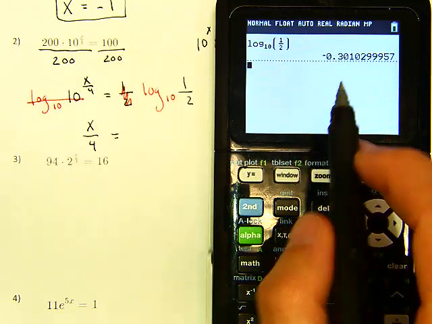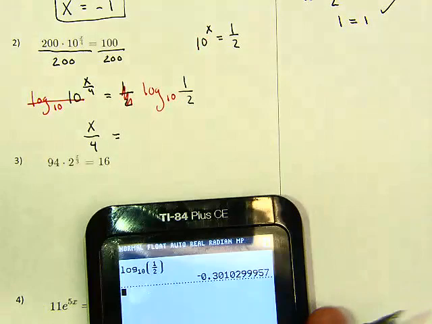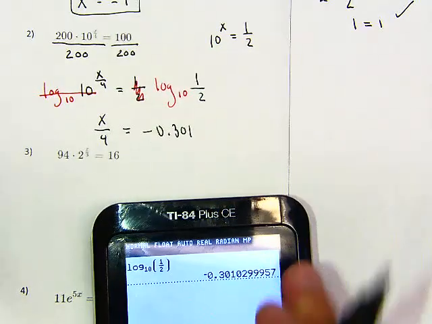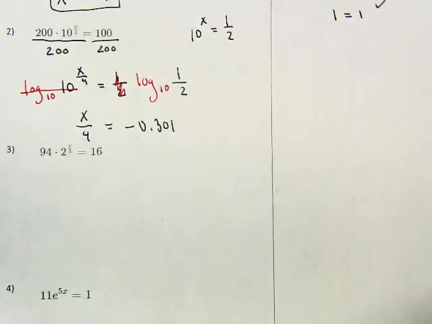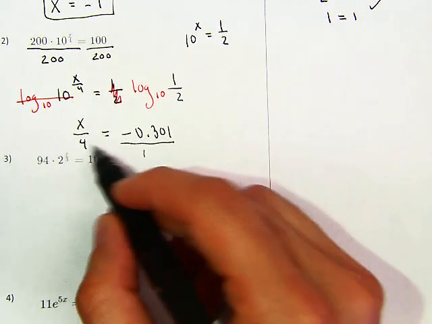You get negative 0.301. So this is negative 0.301, right? And you can go to just 3 decimal digits. And then once you have this, how do you solve for x? Here you just cross multiply.